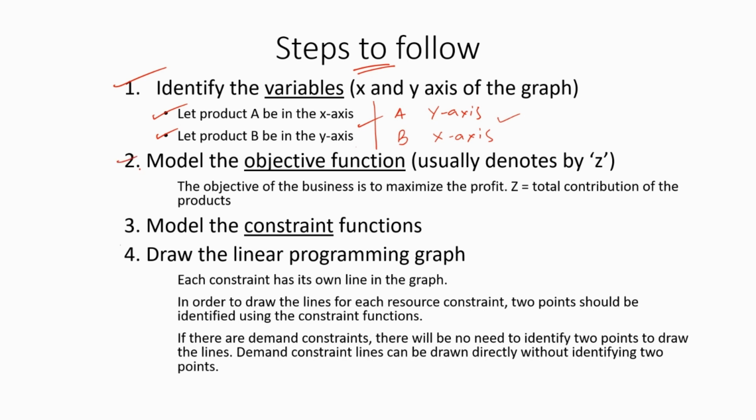The second step, model the objective function. Usually the objective function is denoted by the letter Z. We can use any other letter as well, but generally the letter Z denotes the objective function. The objective of the business is to maximize the profit. So Z is equal to the total contribution of the products. We have to model this objective function using the data given in the example.